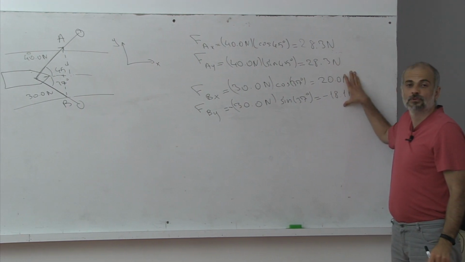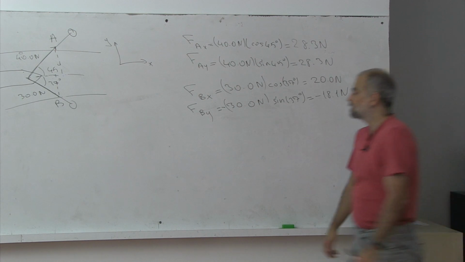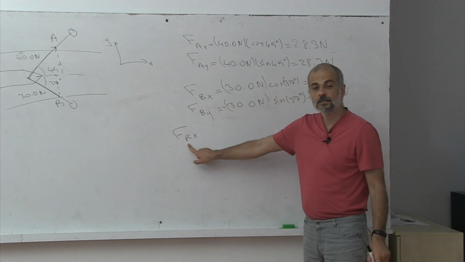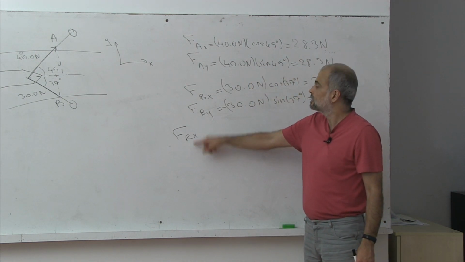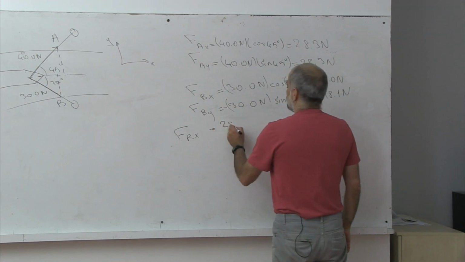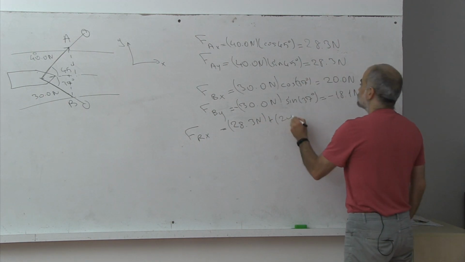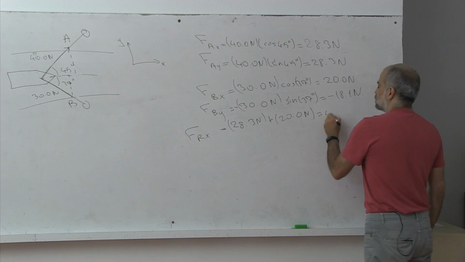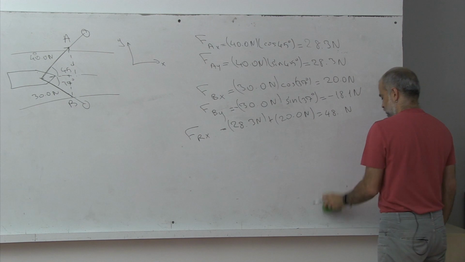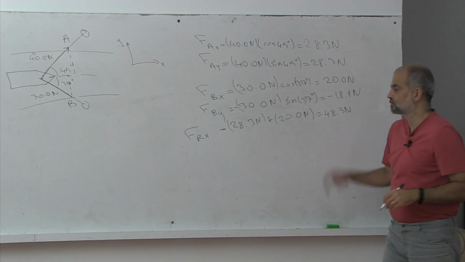Now we know the components of both of these forces acting on the boat. We can calculate the x component of the resultant force. Well, the x component of the resultant force will be the sum of the x components of each one of those forces, 28.3 newtons plus 20 newtons, or 48.3 newtons. So this is the x component of the resultant force.